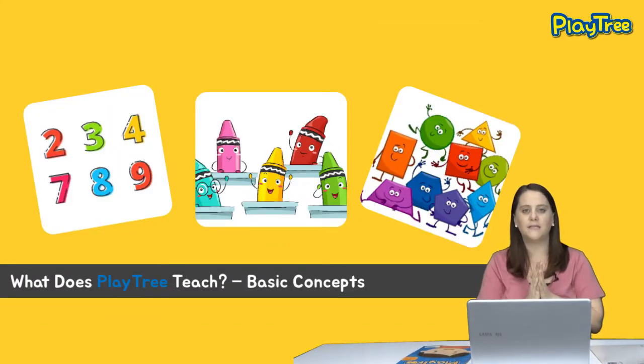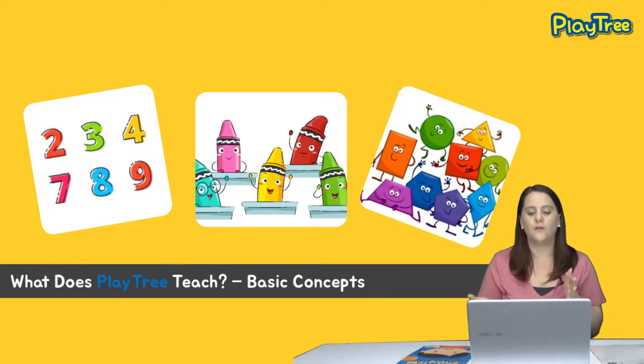PlayTree deals with basic concepts to make kids easily understand English. For example, colors, numbers, and shapes. These are the main interests for 5-year-old kids, so they are trying to listen and comprehend these themes.